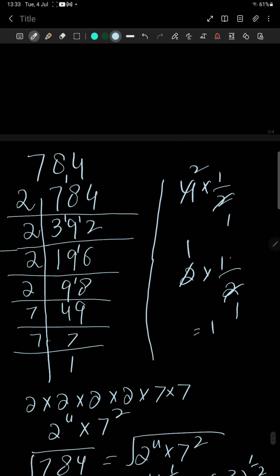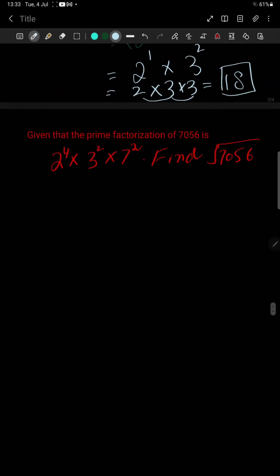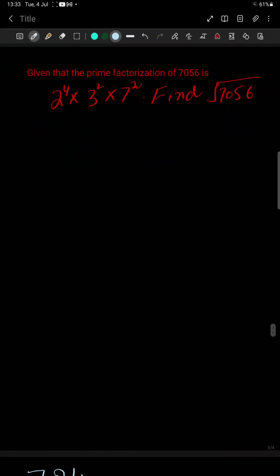Now another question which is related to this question. Given that the prime factorization of 7056 is 2 raised to power 4, 3 raised to power 2 and 7 raised to power 2. The prime factorization is already given over here in this question. So find the square root of 7056. We are not supposed to do the prime factorization because it is already given to us in the question.